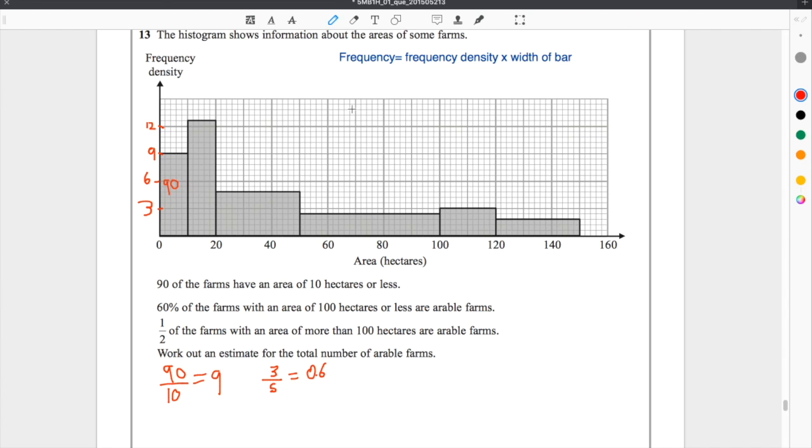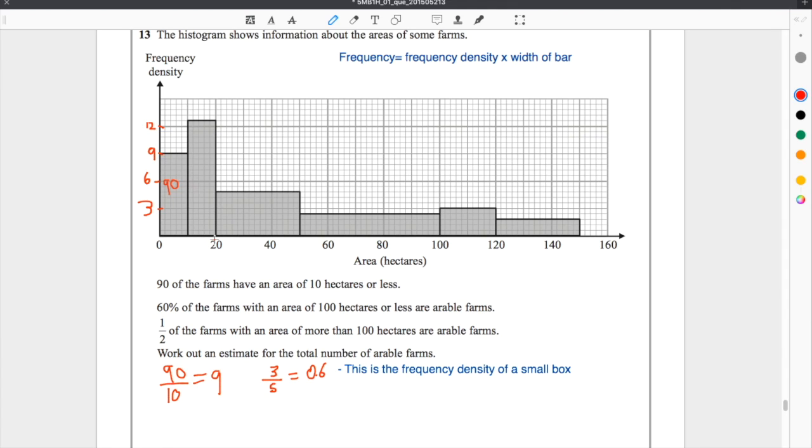Okay, so just to state what we've worked out there, this is the frequency density of a small box. Each of these mini boxes is 0.6. So now we can go on and work out the frequency represented by each bar, which is just the frequency density times the width of the bar.